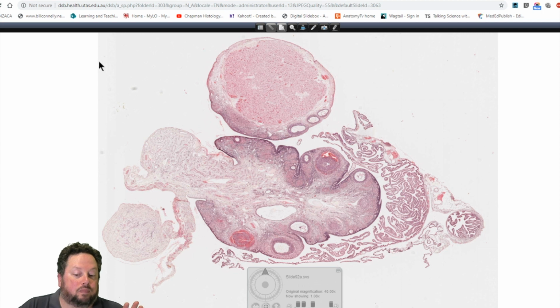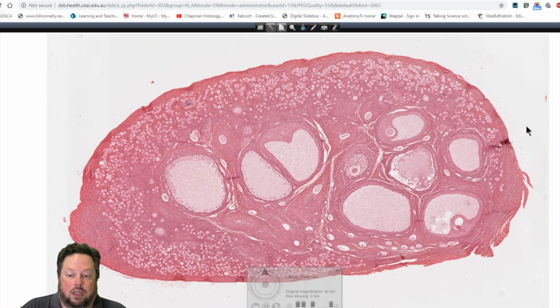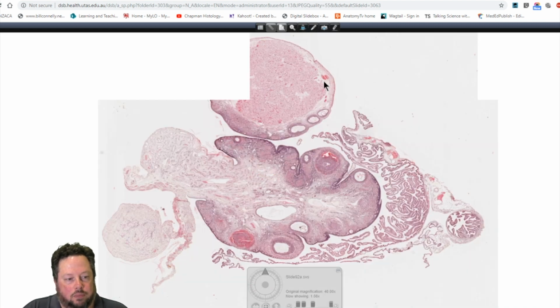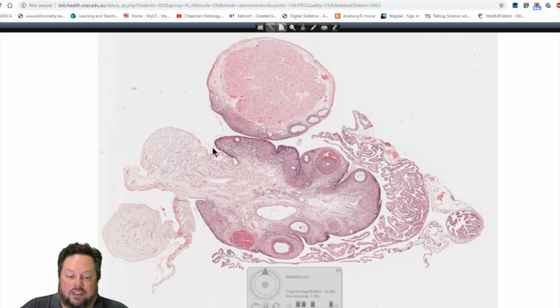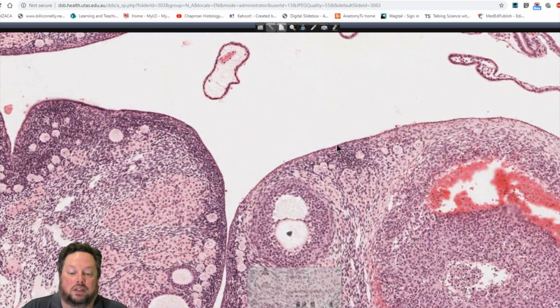Now, on the surface of the ovary, and I'm going to go back one slide here, we'll zoom out. Actually, I've jumped ahead. What I wanted to point out is that on the surface of the ovary, we actually have an epithelial lining, and this is a simple cuboidal type of epithelium.